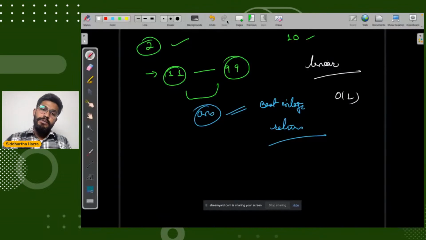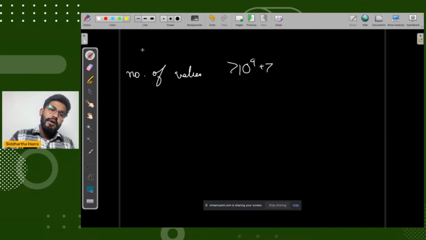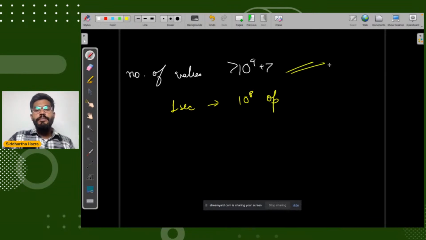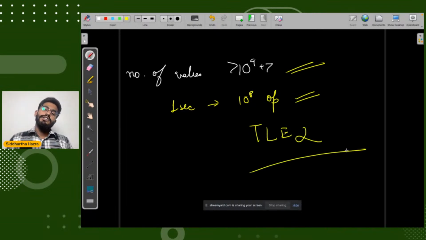So it is already telling me, this question is giving me a hint that the number of values is definitely greater than 10 to the power 9 plus 7. But in 1 second, we can perform only 10 to the power 8 operations. So to perform 10 to the power 9 operations, even if we process all the best values in constant time, this is greater than this. So we would definitely get a TLE even before implementing it. So we need to think of something better.